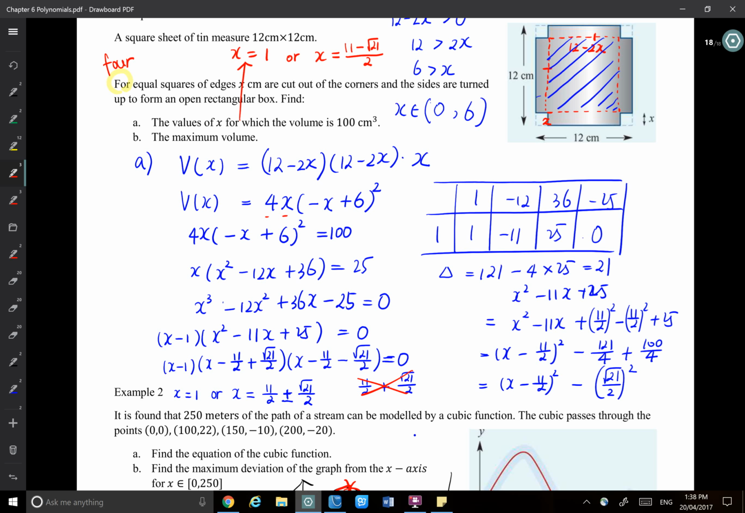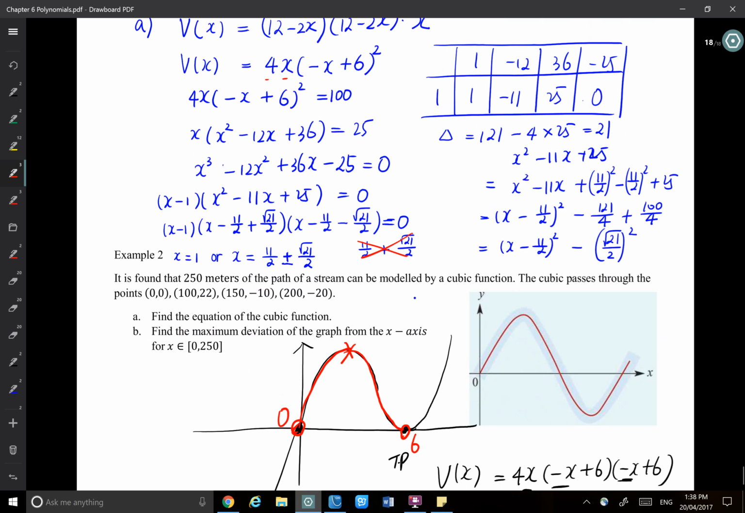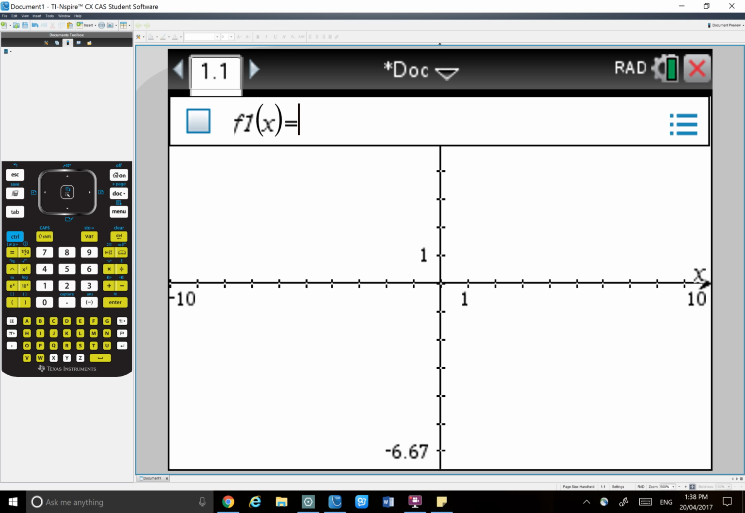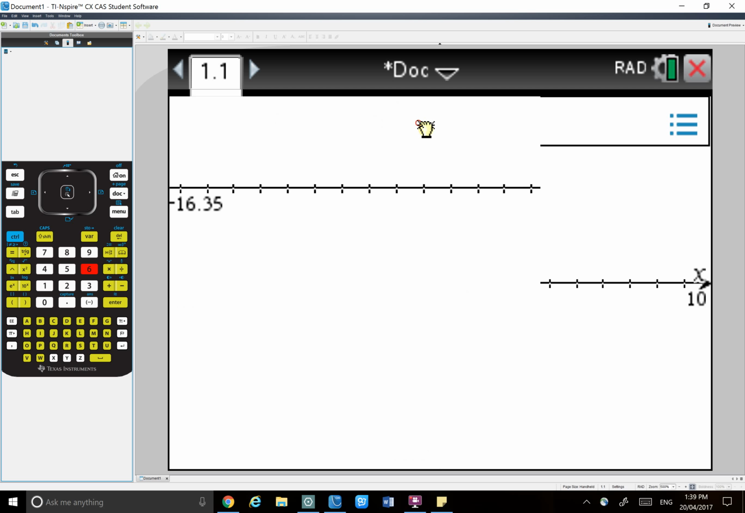So the next question is asking for the maximum volume. If I want to find the maximum volume, I need to find the maximum point. So how can I find the maximum point? I will use the calculator to find that. After Term 3, you can do this question by hand, but now you can't do it by hand. You must find that turning point, then I'll put it into the calculator. So I have 4x times minus x plus 6.